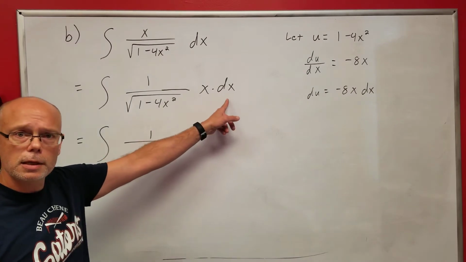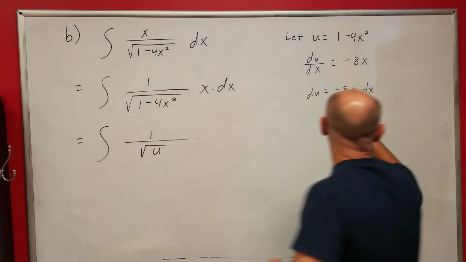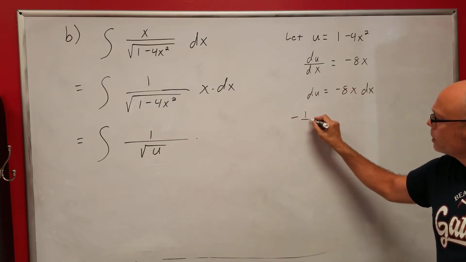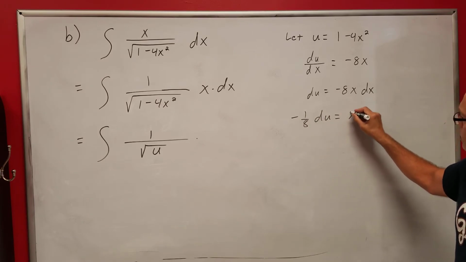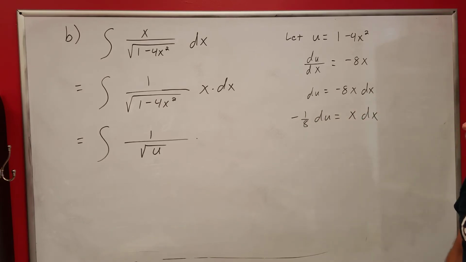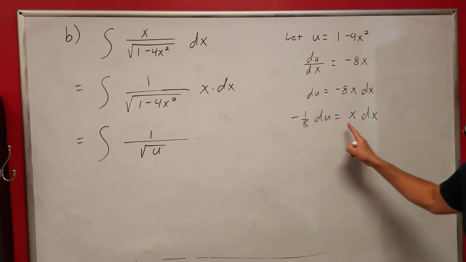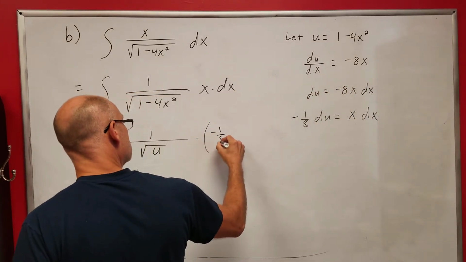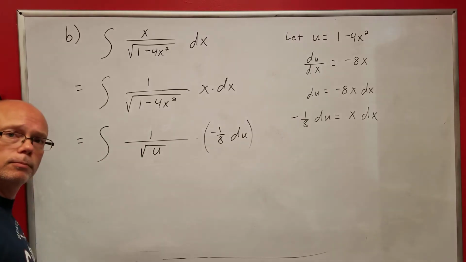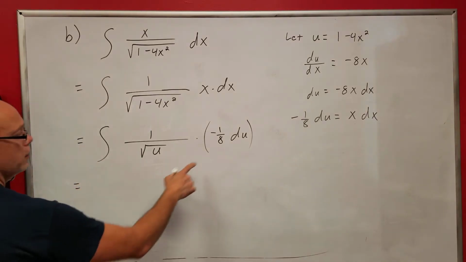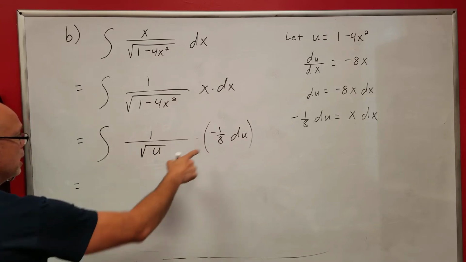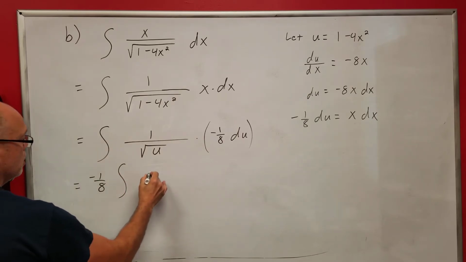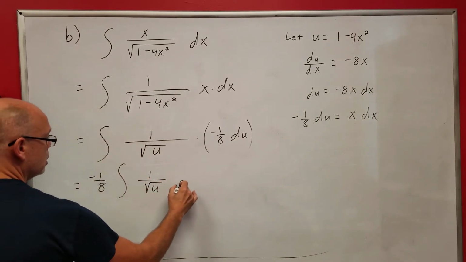So x dx, let's look to replace. Well, let's get this x dx by itself. So let's multiply both sides by negative 1/8. So negative 1/8 du is equal to x dx. So now x dx can be replaced with negative 1/8 du. So I'm going to put negative 1/8 du right here. Now, negative 1/8 is being multiplied by the integrand. I can pull it all the way to the outside and say negative 1/8 times the integral of 1 over the square root of u du.